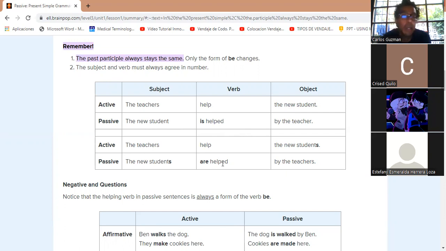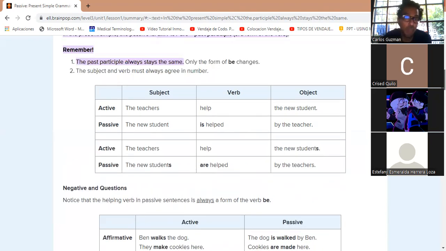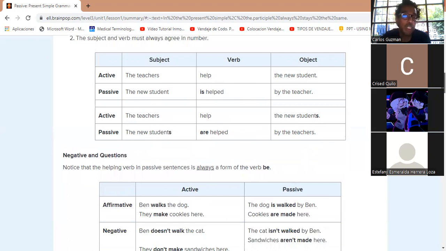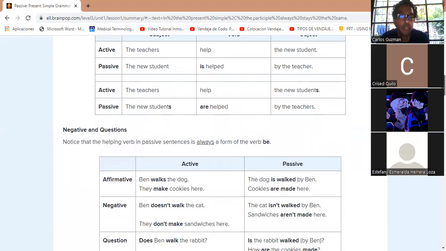All right, so these are some examples. In the active sentence, the teachers help the new students. In the passive, the new student is helped by the teacher. The teachers help the new students, right? Plural. The new students are helped. So that's what it means. By that, you got to respect that the subject and the verb must always agree in number, meaning the new students are helped, the new student is helped, right? It's pretty clear, I think.